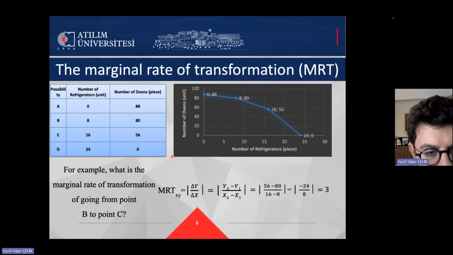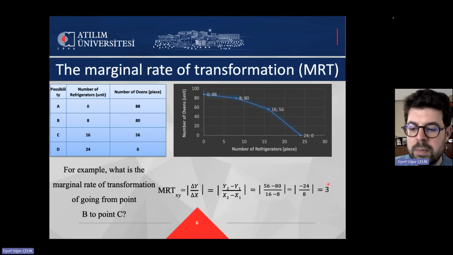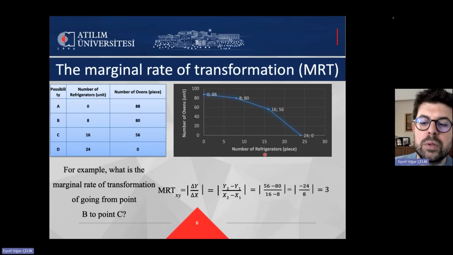So let's first look at the change in ovens for moving B to C. You see when we move B to C over here, the change is minus 24. What about the change in horizontal line? Only 8. So we can divide minus 24 by 8 with absolute terms. The number is 3. What's the meaning of that 3? If we want to produce one more refrigerator on moving B to C, we have to give up 3 ovens. Okay, that's all.